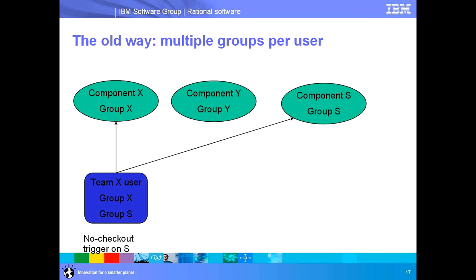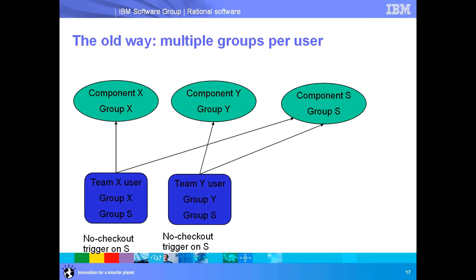Let's say there is one user who is part of Group X, and he would need complete access to the component X. So you would obviously add him to Group X, and he would also need read-only access to the component S. So you would add him to Group S. Since you have to restrict him from doing changes and modifications or performing checkouts, you would create an explicit trigger, which could be a no checkout trigger.